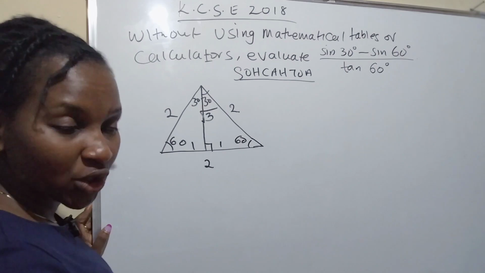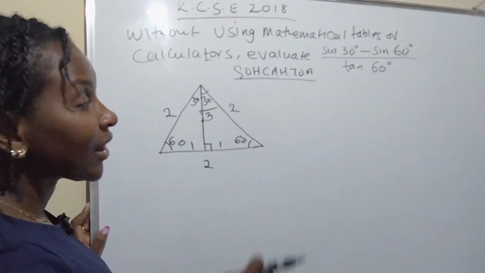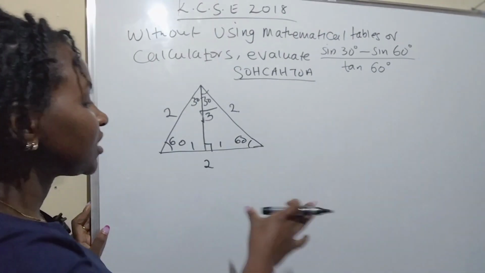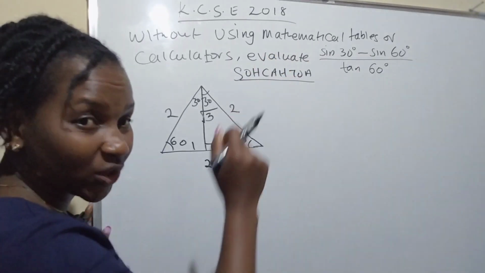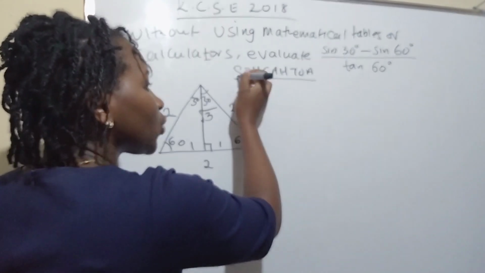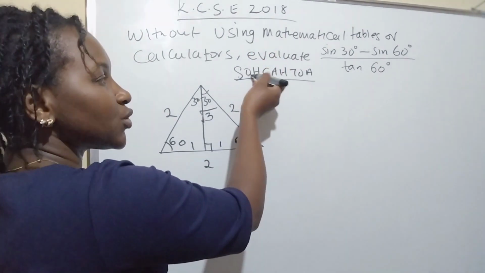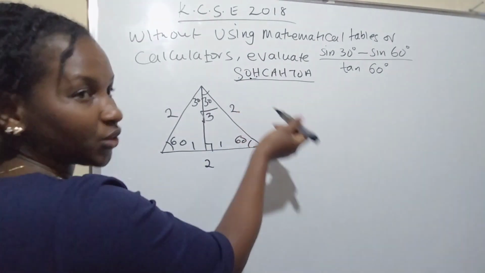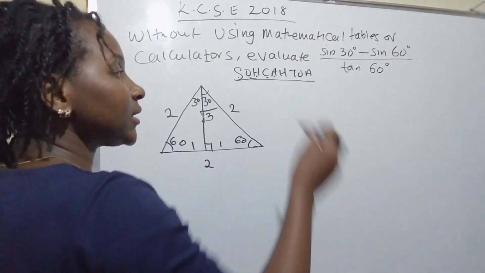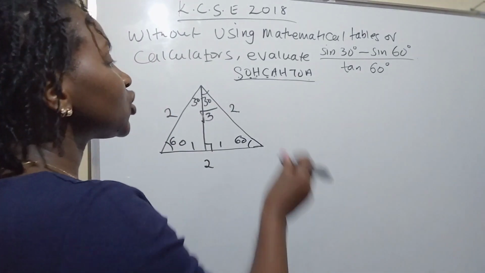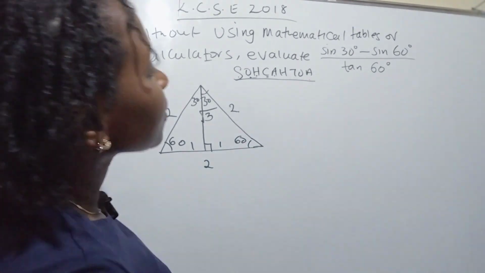That is the special angles. This is the triangle that we are going to use to enable us answer that question. So from SOHCAHTOA, sine is equal to opposite over hypotenuse, cosine is adjacent over hypotenuse, and tan is equal to opposite over adjacent.